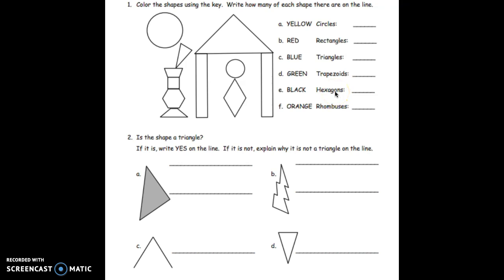E is hexagons. So any hexagon that you see within this shape or the picture, you're going to color black. And then write how many hexagons you colored black on the line.